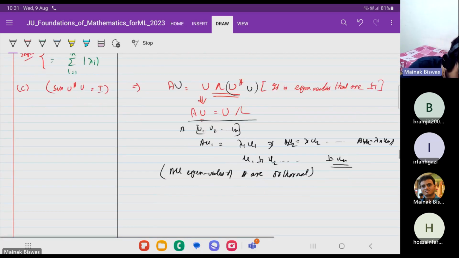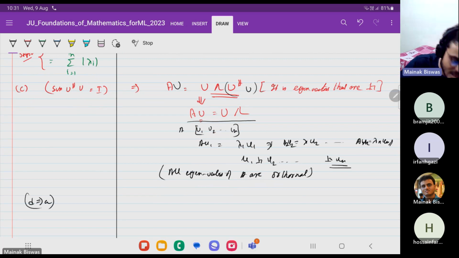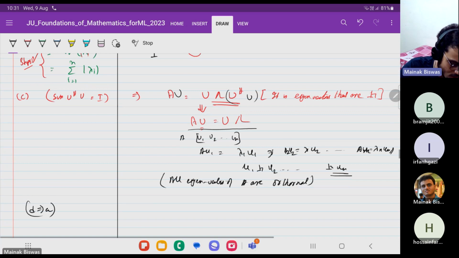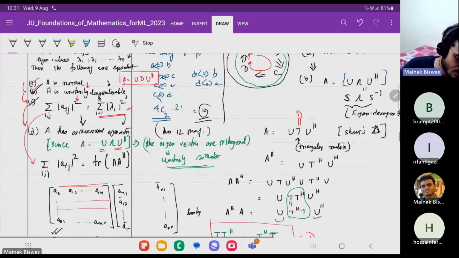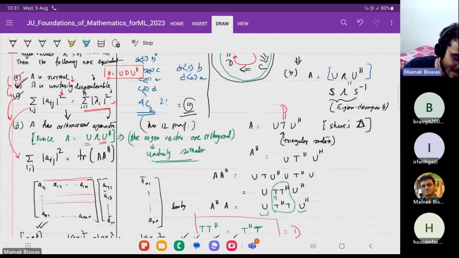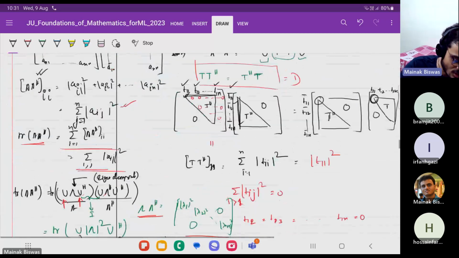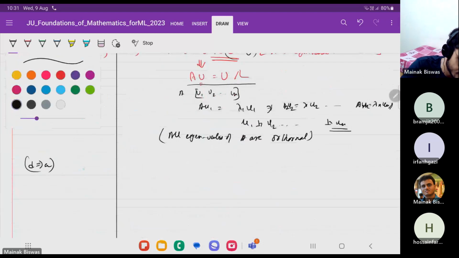Now, how will I prove D to A? And if it is not clear, please own up. Otherwise, I'll go to the next question. I don't want to ask the same question 100 times. So, if A has orthonormal eigenvectors, how do I prove that it is normal? How do I do that?